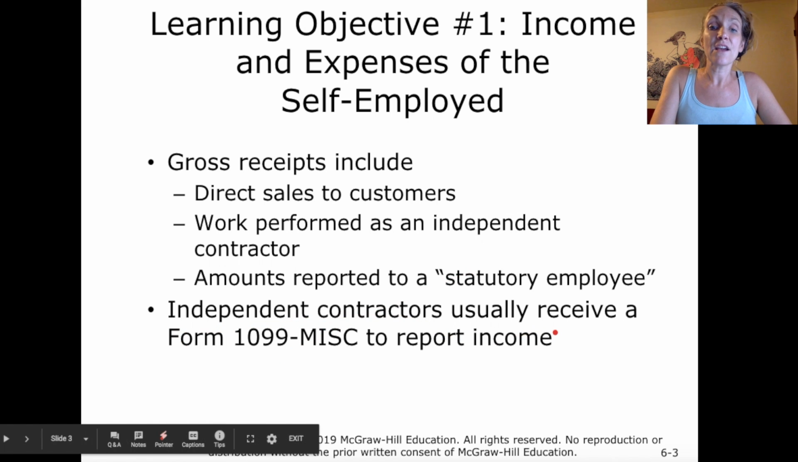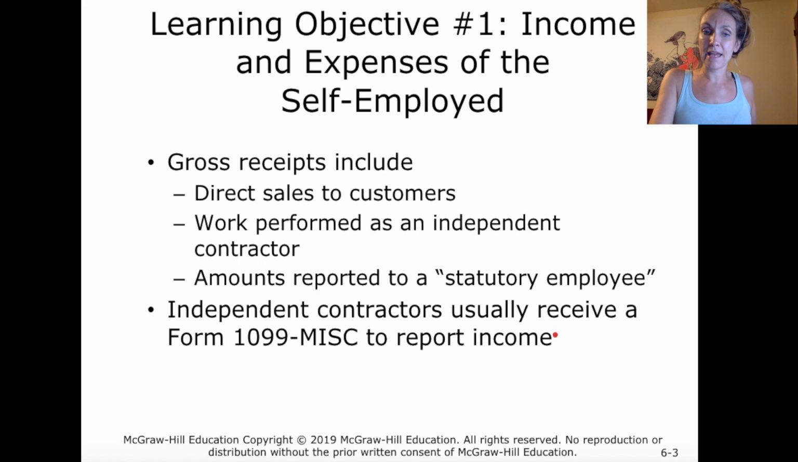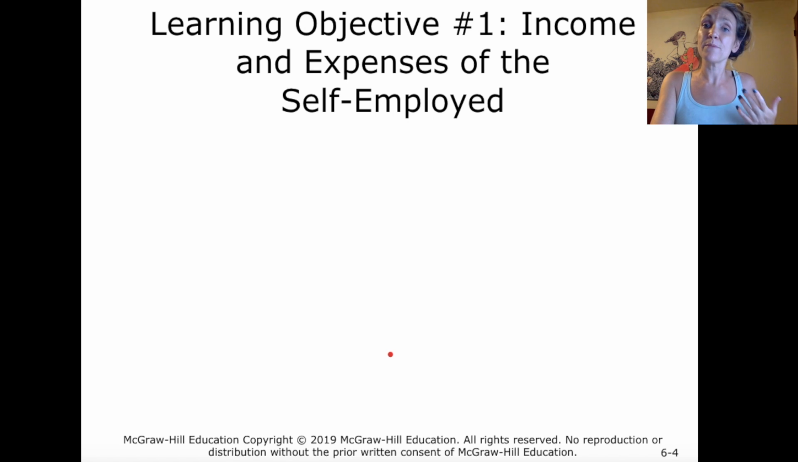Anyways, at the end of the year, if they're paid more than $600, the business that paid them must file them a 1099 miscellaneous, reporting the amount they paid them. Now, this has nothing to do with the self-employed person. The self-employed person needs to report all of their income regardless of any 1099 that they get or not get. So a contractor doesn't need to worry about the business issuing them a 1099. But if the business does, then they want to be sure to report it.